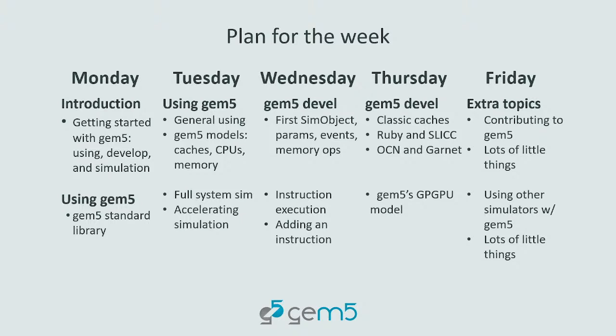we have lots of little things that we'll be talking about. So there's lots of things that'll take, I don't know, 15 minutes, half an hour to cover. And we'll just kind of bang, bang, bang, hit a bunch of little things. Today, we're not going to be talking about details on how to develop the classic caches, but we'll be diving straight into Ruby and then the on-chip network in Garnet.